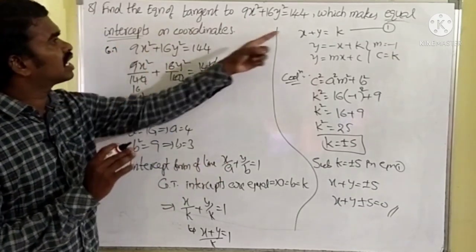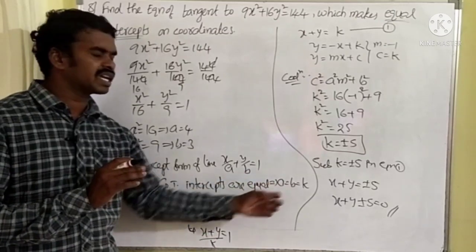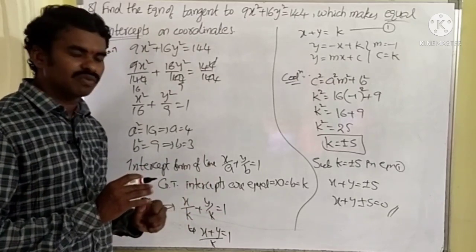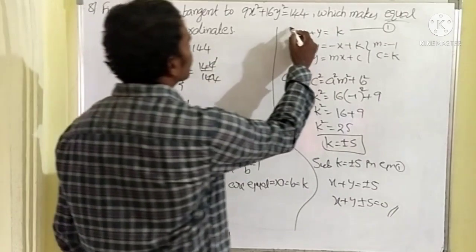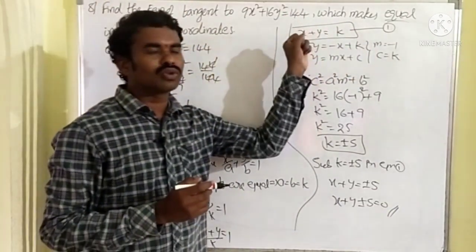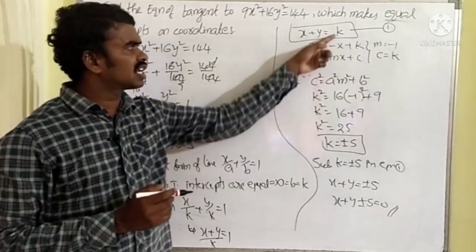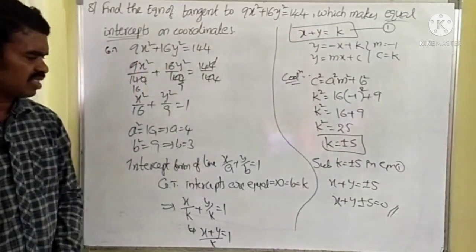And if we are saying that a equals b, so it means a and b are equal. Both I am taking as some constant k. So it becomes x by k plus y by k equal to 1, and after solving this, x plus y equal to k. So now this is the required tangent equation. But here we don't know the k value. To find the k value, use the condition, and through the condition we got k as plus or minus 5, and substitute in equation 1, that is the answer. Okay.